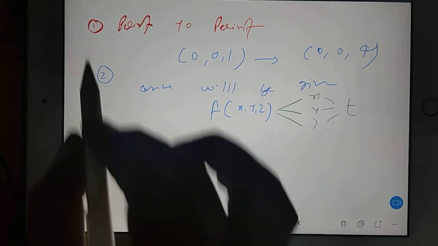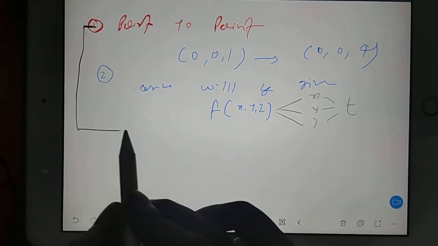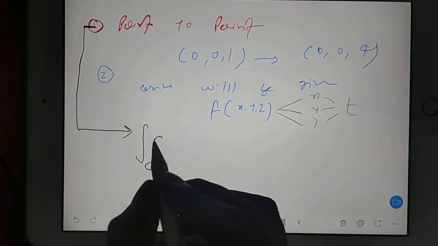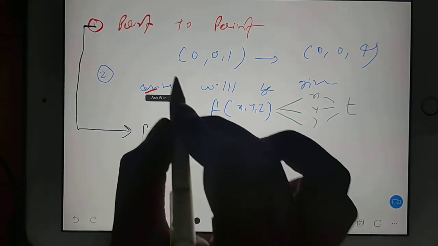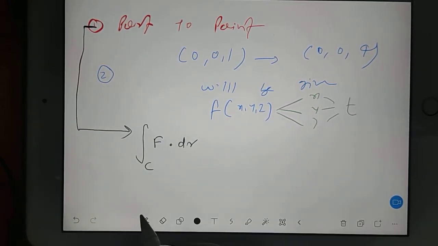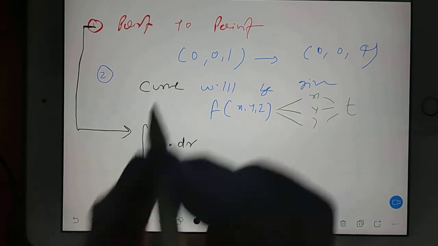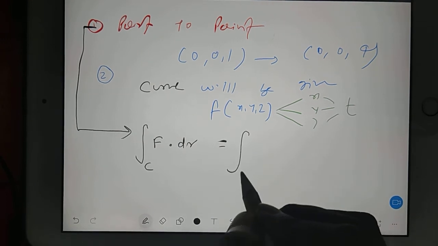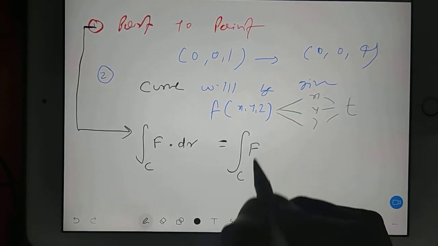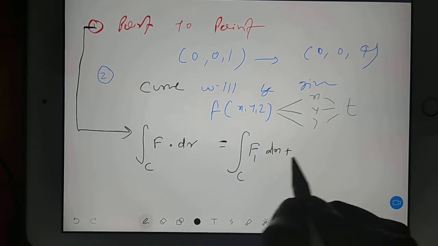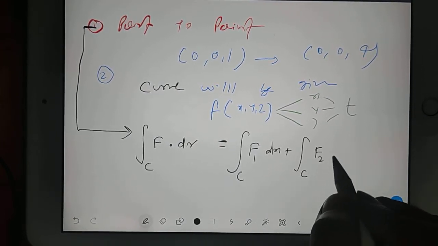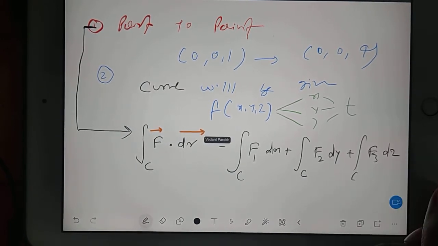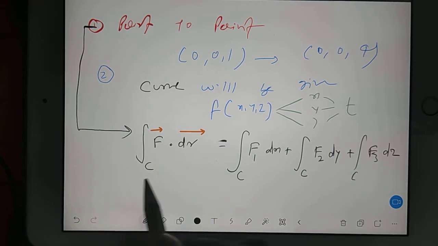If they are asking point to point, then you will use integration over the curve of f dot dr. F dot dr is equal to, on the same curve, the integral of f1 dx, plus for the same curve f2 dy, plus for the same curve f3 dz. I will explain what is the meaning.